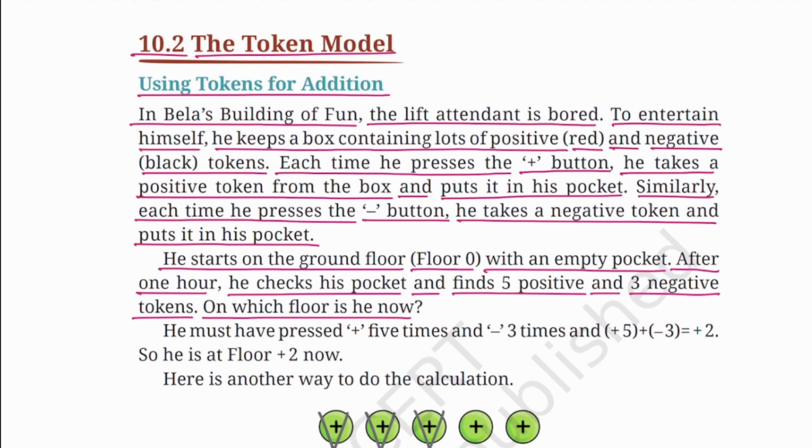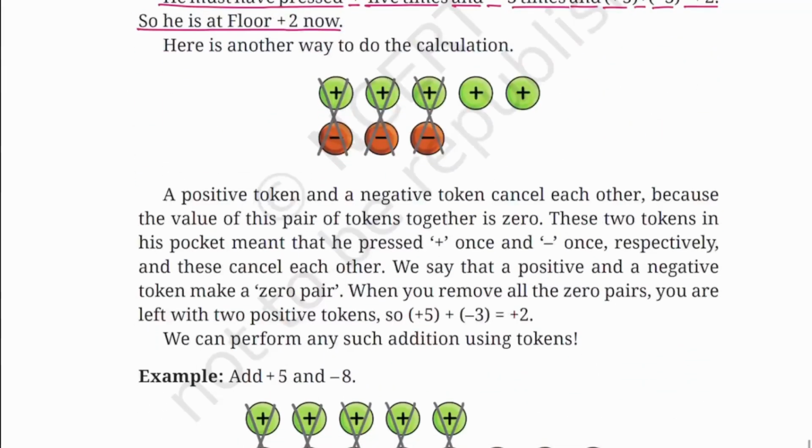On which floor is he now? He must have pressed plus 5 times and minus 3 times, and plus 5 plus minus 3 is equal to plus 2. So he is at floor plus 2 now. Here is another way to do the calculation. Plus 5 times and minus 3 times, shown using tokens.